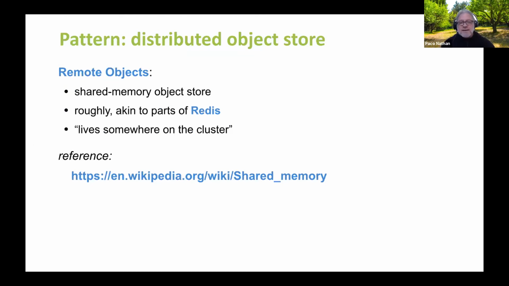Roughly speaking, this is not far off the mark from what you would do with Redis. And in fact, if you look, there's usage of Redis. But basically, there's some type of object that lives somewhere out in the cluster. And I added as a reference, there's the shared memory page on Wikipedia. And this goes into some detail. If you read the original Spark paper, one of the really big points out of the conclusion of the original Spark paper was about distributed shared memory. And so that's a lot of what this is building.